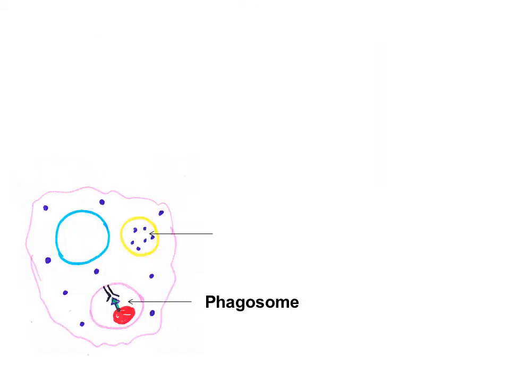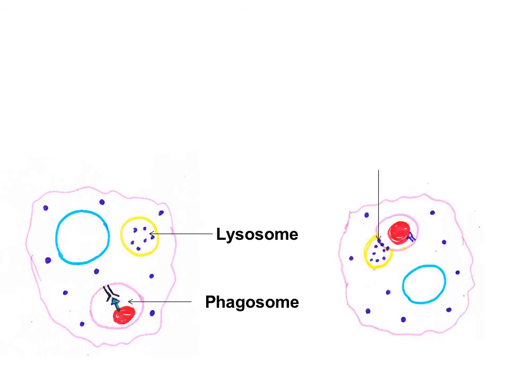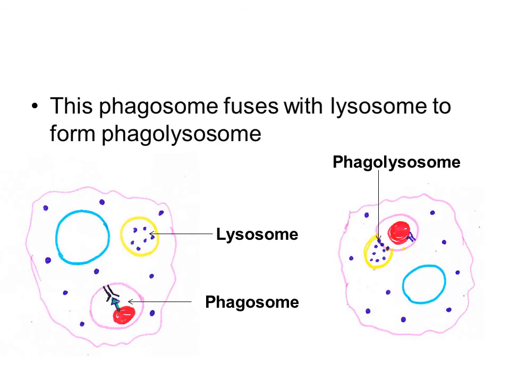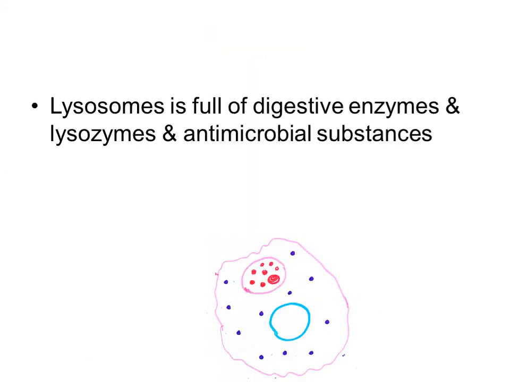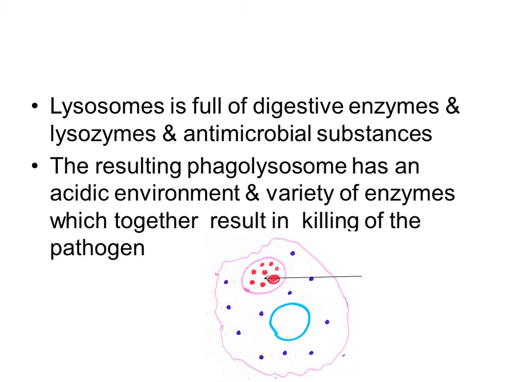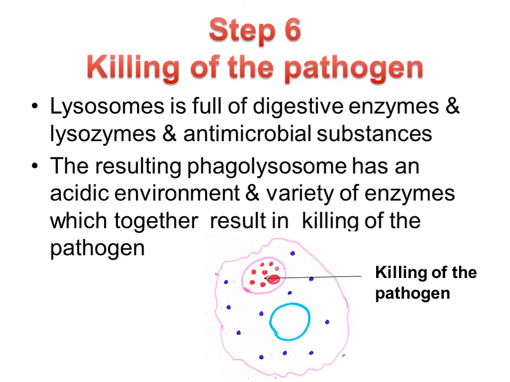This phagosome fuses with lysosome to form phagolysosome. So step 5 is formation of phagolysosome. Now as we know, lysosomes are full of digestive enzymes and lysozymes and antimicrobial substances. The resulting phagolysosome has an acidic environment and a variety of enzymes which together result in killing of the pathogen. So step 6 is killing of the pathogen.